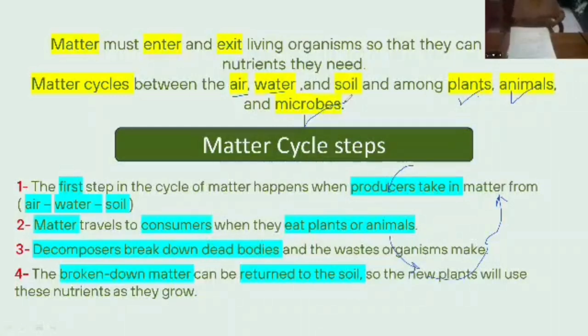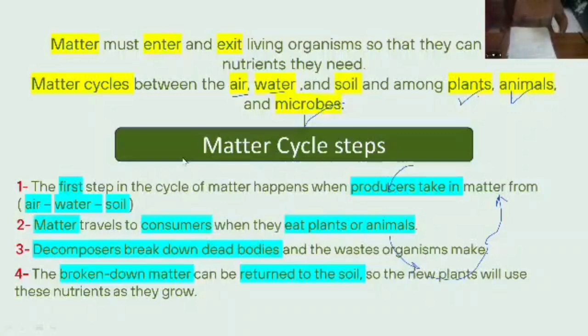Yeah, I asked you: which of these, plants or animals or microbes, is the producer that makes their own food? What will you choose? Plants. Yeah, plants make their own food. Excellent. Plants, of course.